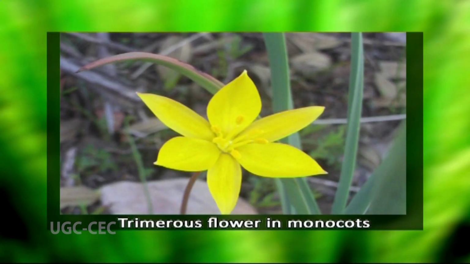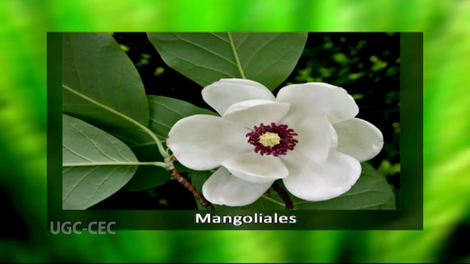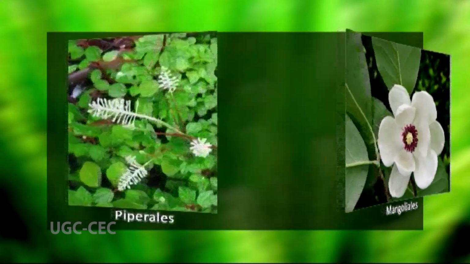Traditionally, the monocots have been distinguished by the occurrence of trimerous floral parts. That means the floral parts are in 3 or multiples of 3. However, recently, this feature, the trimerous condition, is considered to be an ancestral condition, a plesiomorphy. This ancestral condition is present in several non-monocot lineages of angiosperms, such as laurels, magnoliales, and piperales.